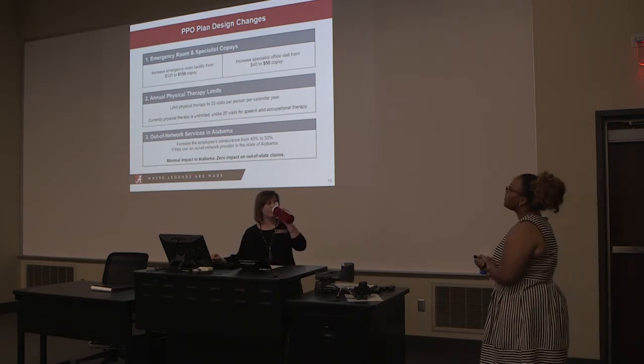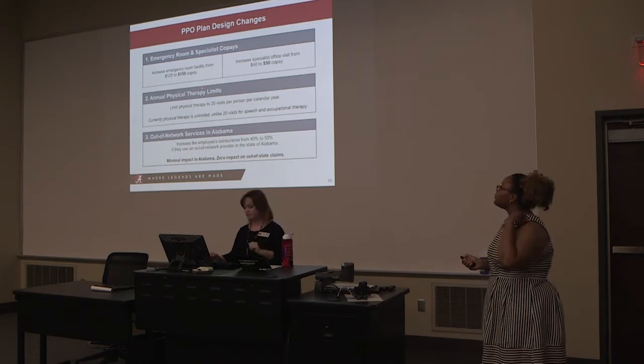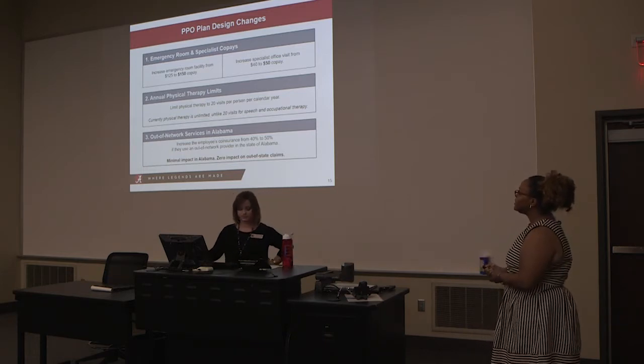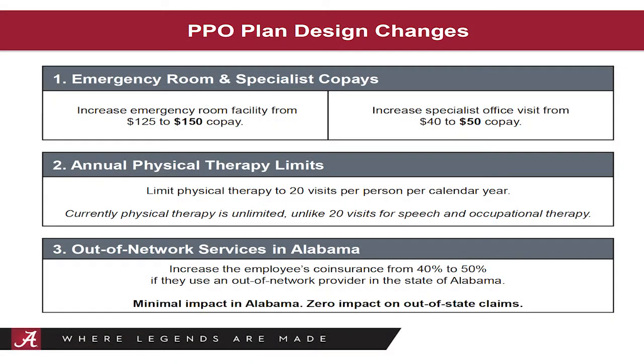Okay, so here are a few of the changes to our current PPO plan. So this is the plan that you're already used to. We have a few plan design changes. First, emergency room and specialist copays. The emergency room copay will increase from $125 to $150. So if you do receive services in the emergency room, you'll be billed for that $150 copay. Also, a specialist visit is increasing from $40 to $50. So if you see a specialist, that's a cardiologist, podiatrist, dermatologist, you'll be paying a $50 copay for those doctor's office visits.